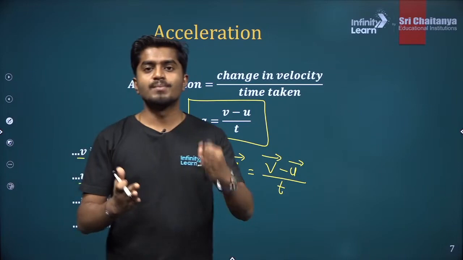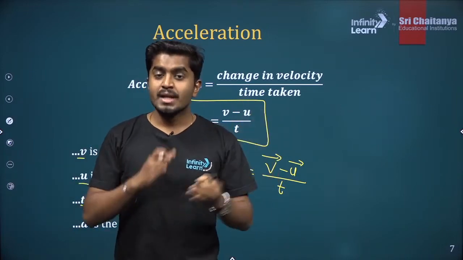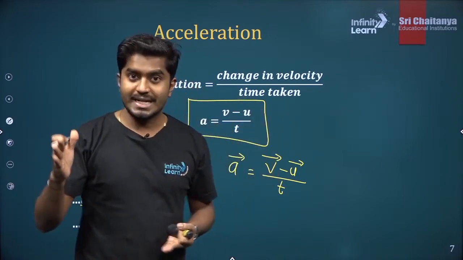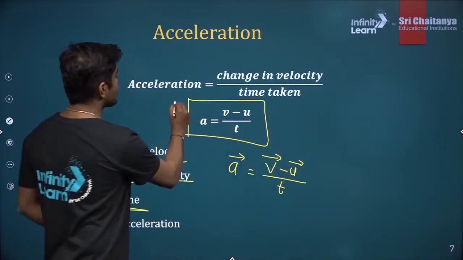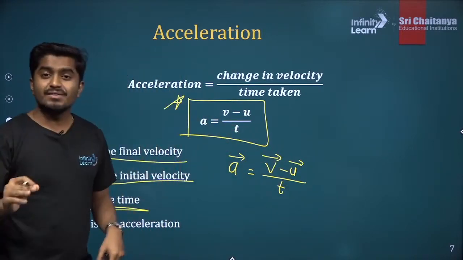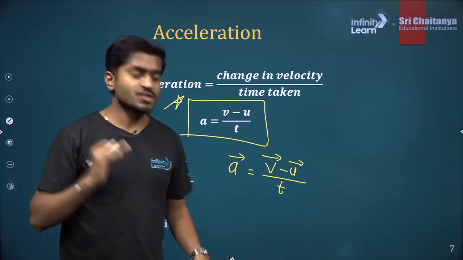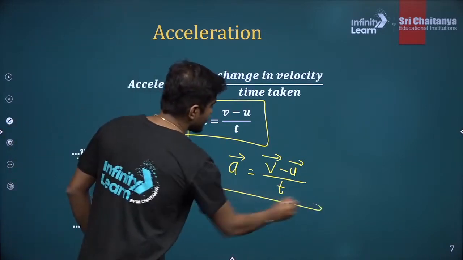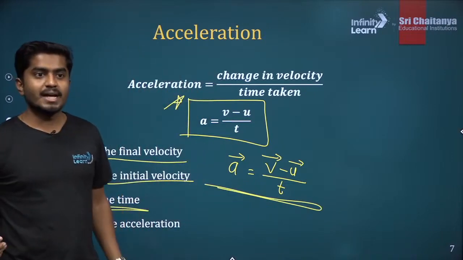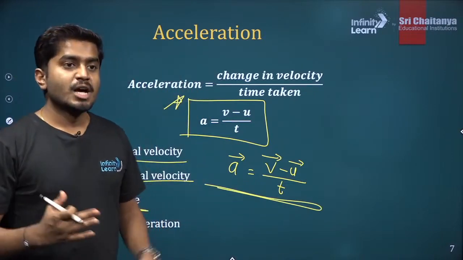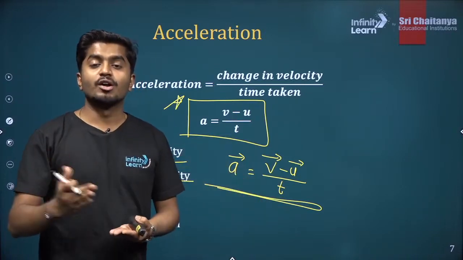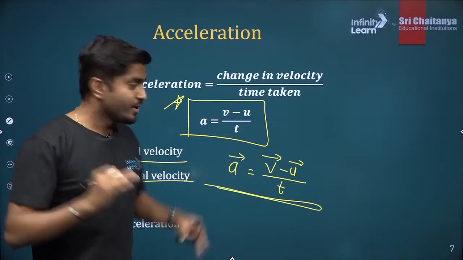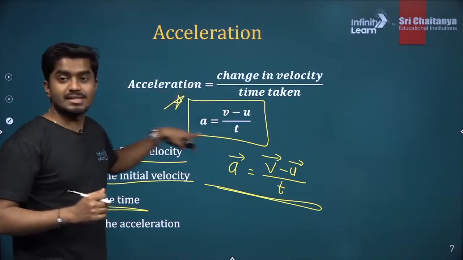Most of the times the object is moving along a straight line. If the object is moving along a straight line, then you can ignore this vector sign and you can use this equation. But if the object is not moving in a straight line, then we'll have to use this vector formula. Clear? Yes, you have to use the arrow if the object is not moving on a straight line. If it is moving on a straight line, then you can use this formula.